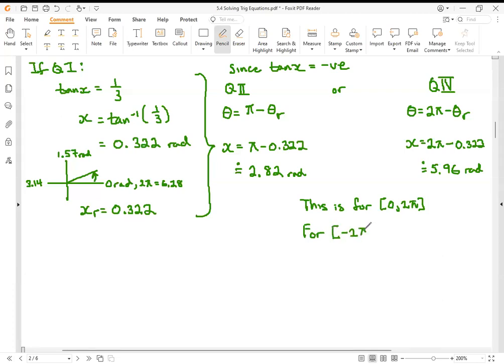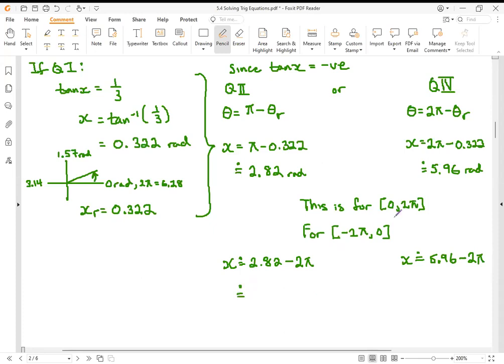For negative 2 pi to 0, here's what I'm going to do. X is going to be approximately 2.82, but go left or subtract 2 pi. The other angle is going to be approximately 5.96, go left or subtract by 2 pi.